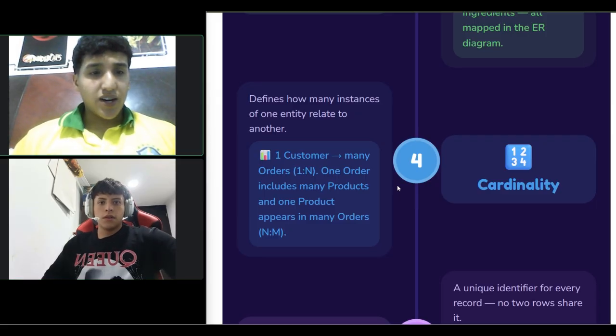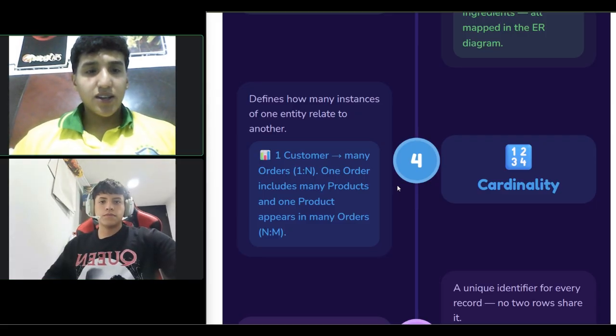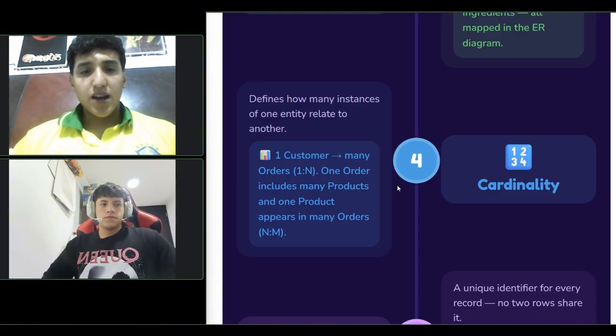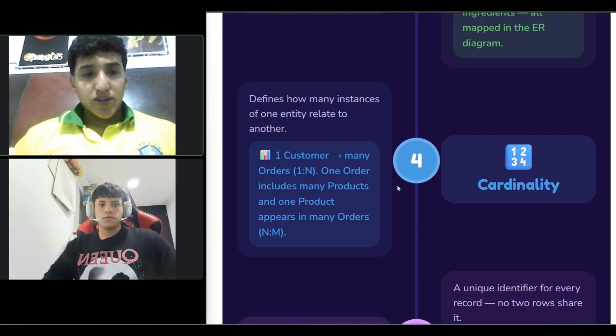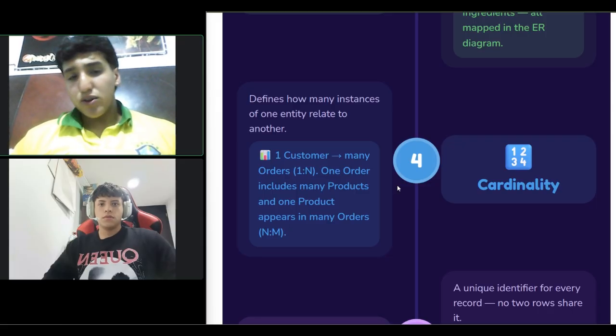After that, we have cardinality, which defines how many instances of one entity relate to another. For example, one customer can have many orders, which is a one-to-many relationship, as one order can include many products and one product can appear in many orders, which is a many-to-many relationship.